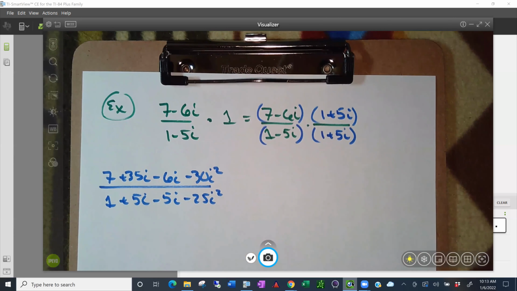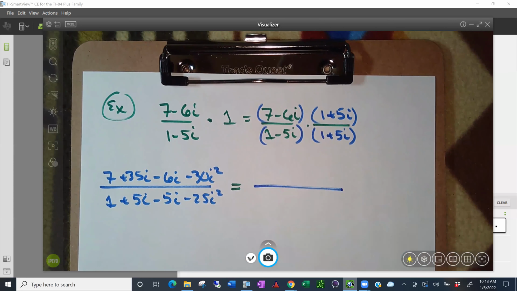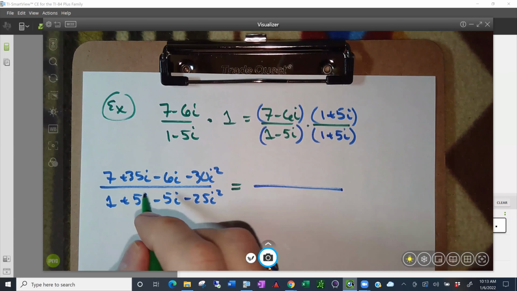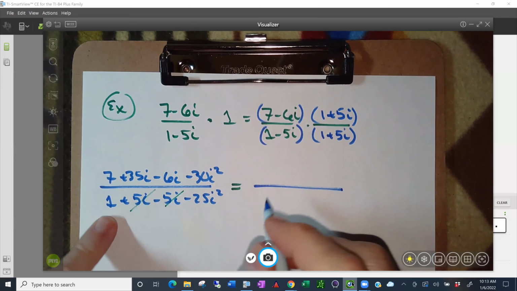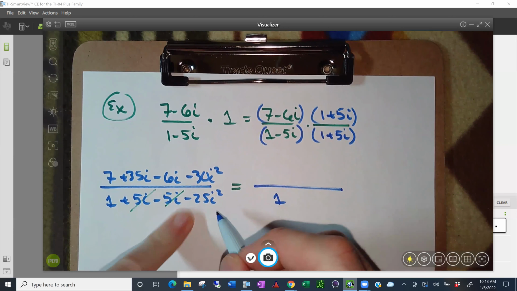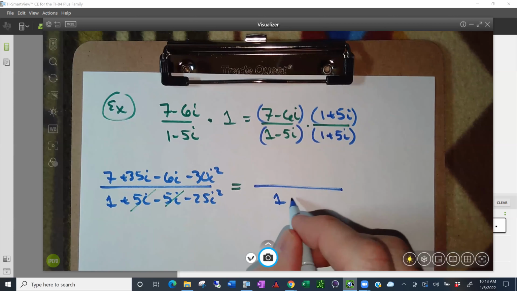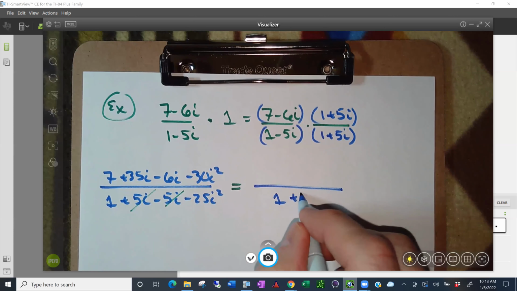Okay, let's see if we can't simplify that a little bit. The nice simplification is going to happen in the denominator. And that happens because those two terms cancel each other out. Very nice. We're just left with 1. And what happens to a minus 25i squared term? Well, that's -1 times -25 is going to be a plus 25.